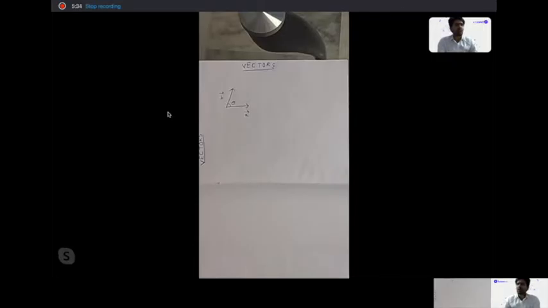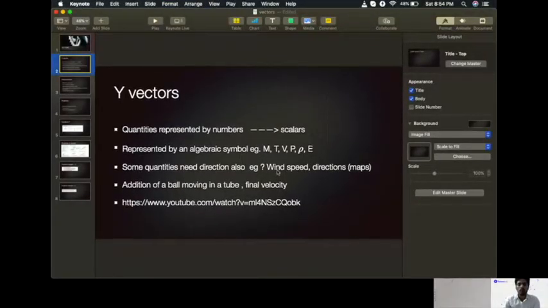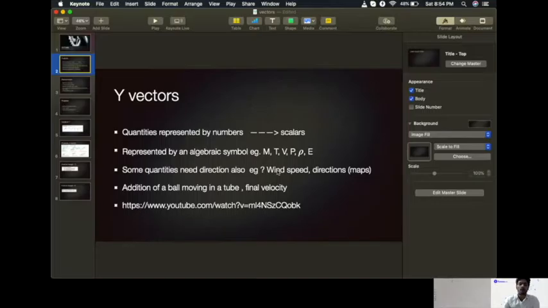Which means whenever I have to talk of the wind, I don't just end it with the magnitude. I also need to tell you the direction in which the wind is moving. So there are certain quantities which require both the magnitude as well as direction. Such quantities are called vectors.